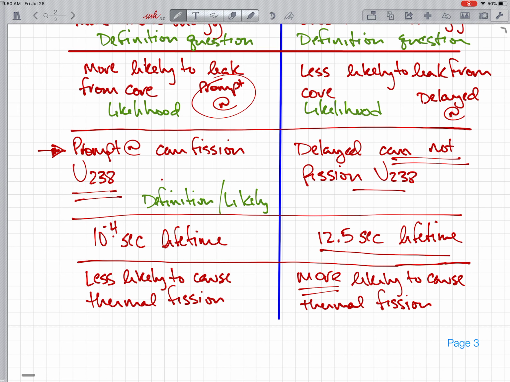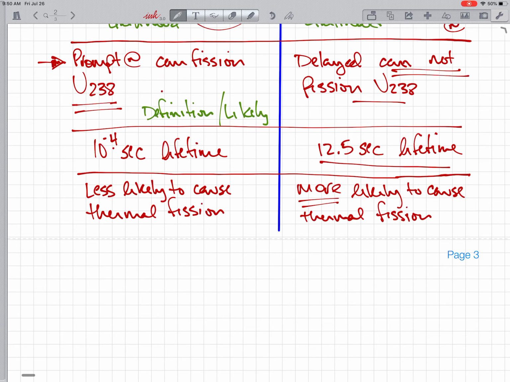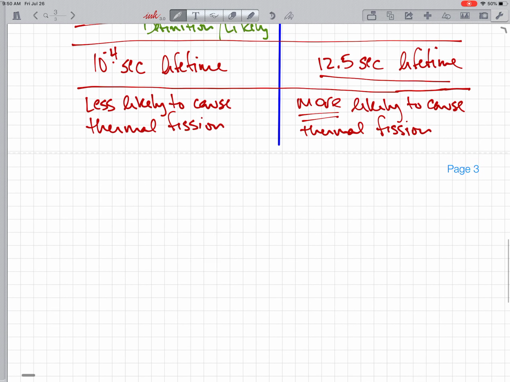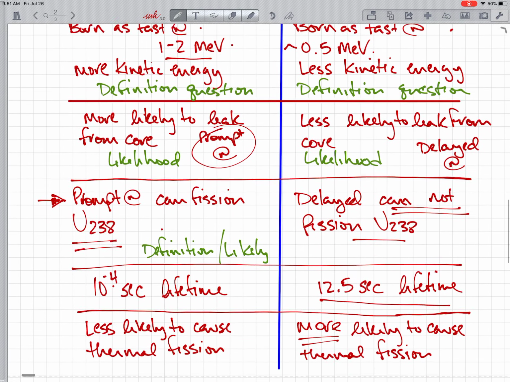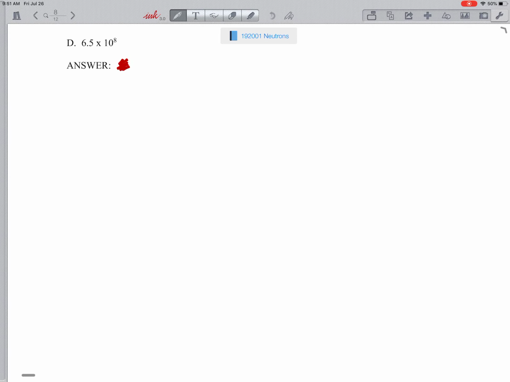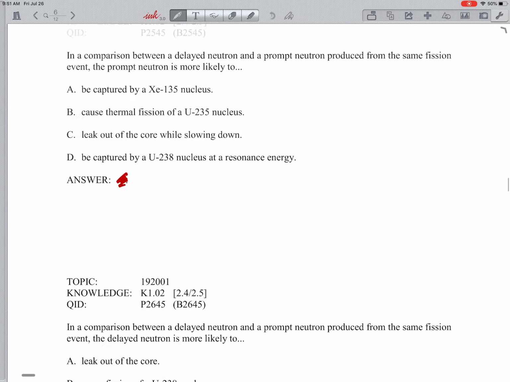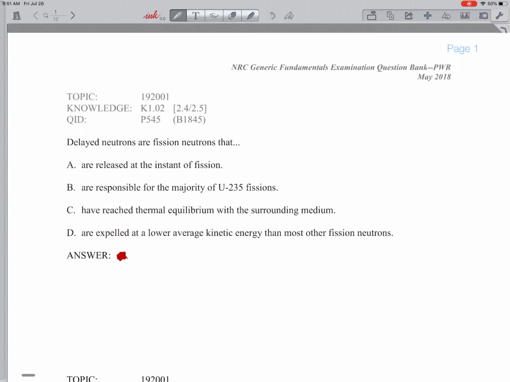Prompt neutrons are less likely to cause a thermal fission because they're at a higher energy, more likely to leak from the core. And delayed neutrons are more likely to cause a thermal fission. All right, so we use this chart to figure out the questions, right? So now the question bank. This is the question bank off the NRC website for 2018. All right, we'll just go through them all.